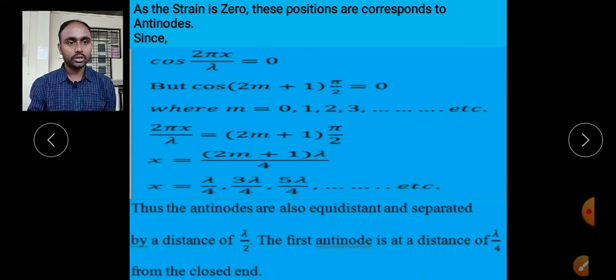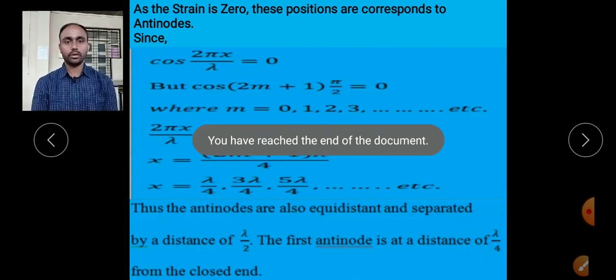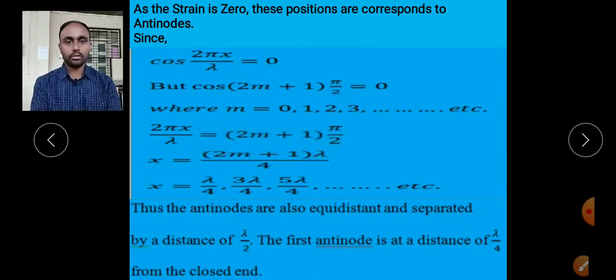So, the first node is at x is equal to 0, but the first antinode is at lambda by 4 distance from the mean position or from the first node point, x is equal to 0, or we can say from the closed end. At the closed end we have a node, and then from this at lambda by 4 distance we have the first antinode. Yes, right. So this is what the changes are with respect to positions.